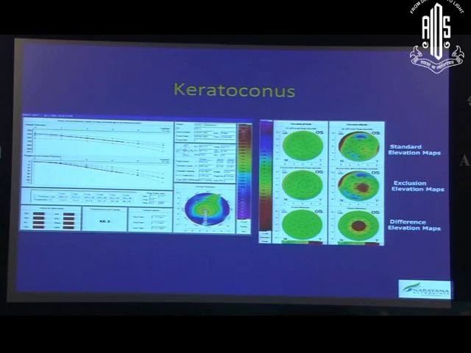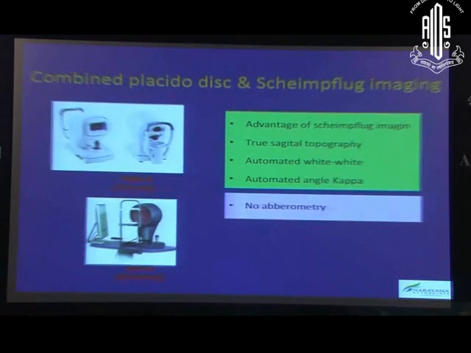So all these printouts can have different displays. This is called the Belin-Ambrosio display, or BAD display. Well, I don't think I have time to go into detail of all those things.